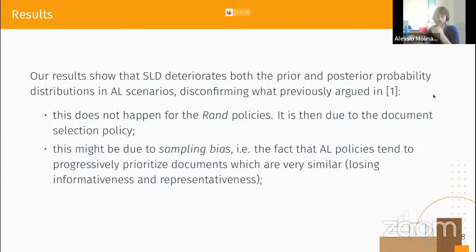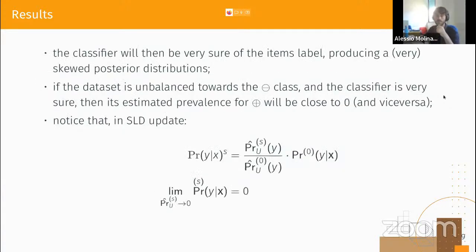Our hypothesis is that this might be due to sampling bias, because when we do active learning, we tend to prioritize documents which might be very similar. If we imagine the data distributed on a 2D plane, maybe we are only taking positives in a small region of the graph. When this happens, the classifier can be very sure of the item's label, so it's very biased. And if the dataset is unbalanced towards the negative class, as is usually the case, then the estimated prevalence for the positive class will be basically close to 0. And if you remember the equation I showed you before, this is very trivial: when this goes to zero, then everything goes to 0.